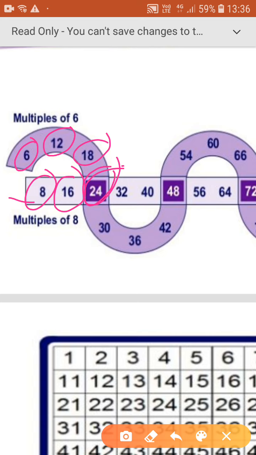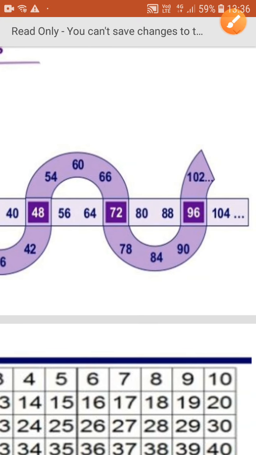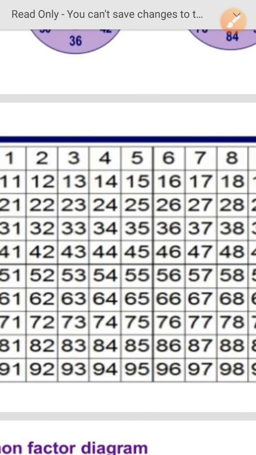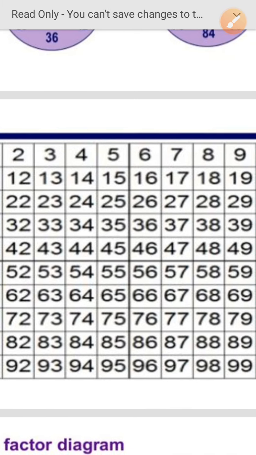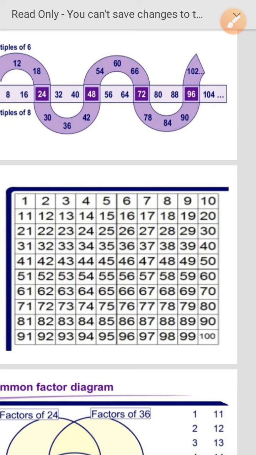And moving on, we have other multiples also, 32, 40, 48. Now you can see that 48 is again the second common multiple of 6 and 8. Moving on in this fashion, we have other common multiples also, like 72 and 96. So the multiples which belong to both of these numbers are called the common multiples. Now we can see that here we have a grid from 1 to 100. You can find out the multiples of 2, 3, 4, 5 and so on.